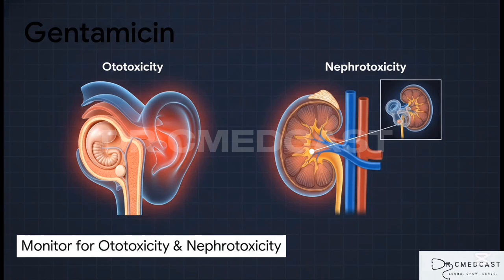Okay, now for gentamicin. First off, because it's so poorly absorbed, it has to be given IV or IM. It's a really potent bactericidal drug against gram-negative aerobes. But the most critical point for your clinical practice is that you have to be constantly monitoring for its major toxicities. You have to watch for any signs of hearing or balance problems, which would indicate ototoxicity, and you have to keep a close eye on kidney function for any sign of nephrotoxicity.